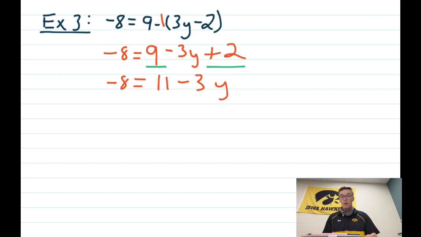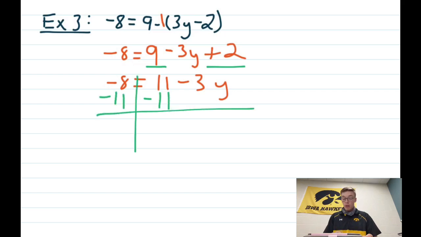Now we're in our two-step equation part, so now we can move our 11 first because we got to get rid of everything that's not attached to the variable. So I'm going to get rid of the 11. Since it's a +11, I'm going to -11. I'm going to do that to both sides. And so -8 minus 11 is a -19. So then we're going to get it equals a -3y.